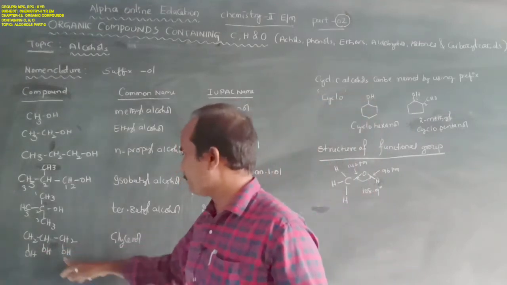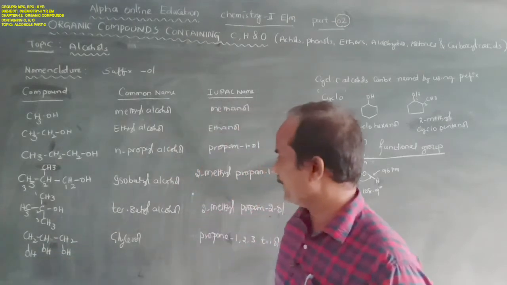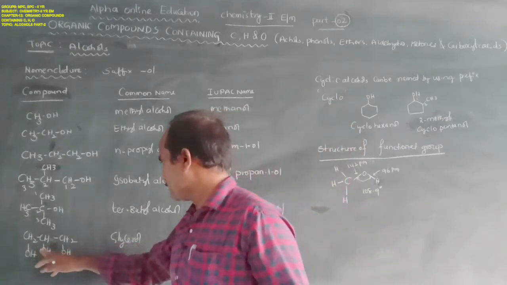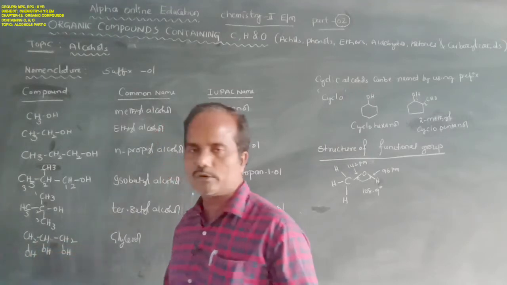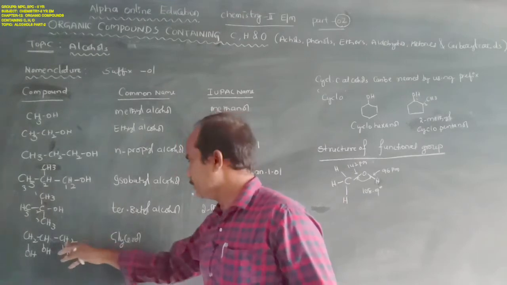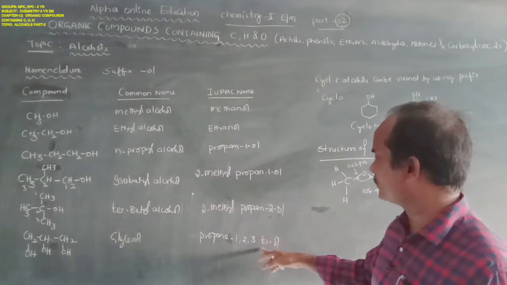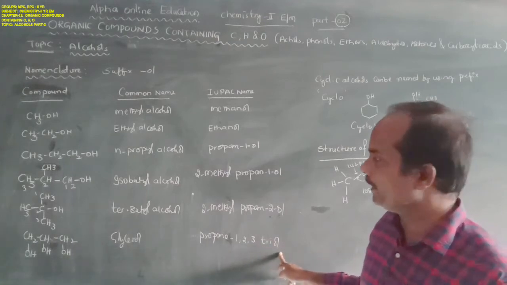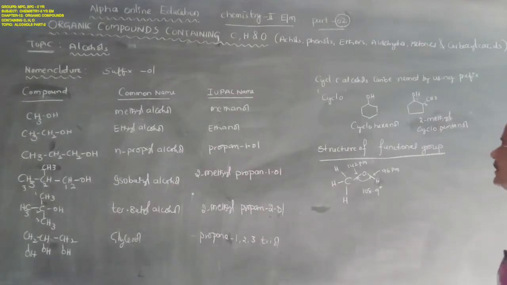Then the next one is a polyhydric or trihydric alcohol. This trihydric alcohol is 1, 2, 3. Three carbon atoms are having three hydroxyl groups here. The common name is glycerol. The IUPAC name is propane-1,2,3-triol. So this is the IUPAC name.